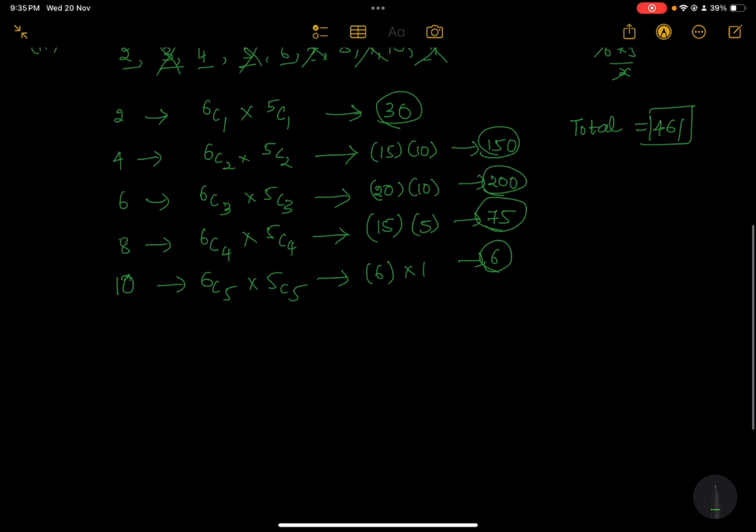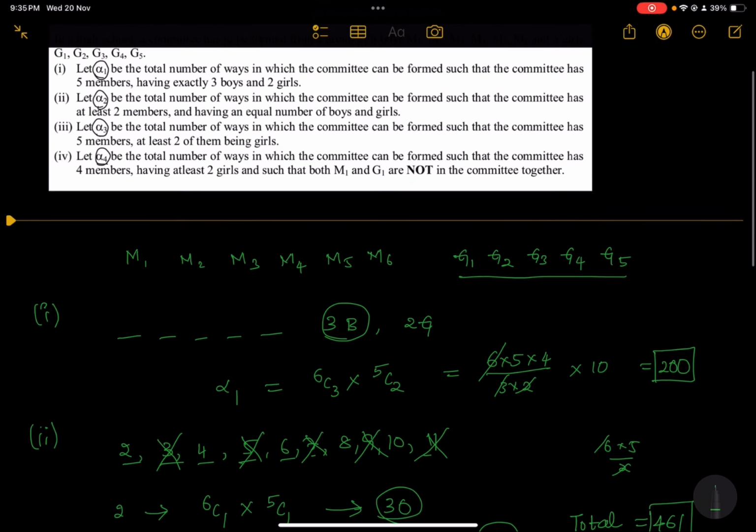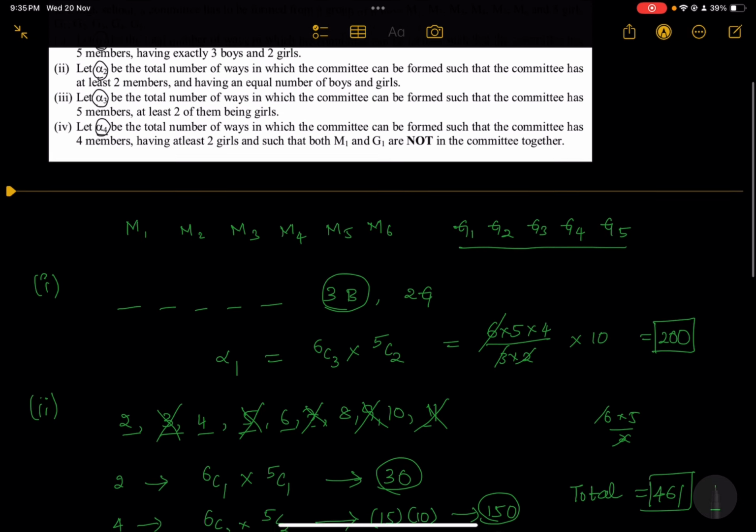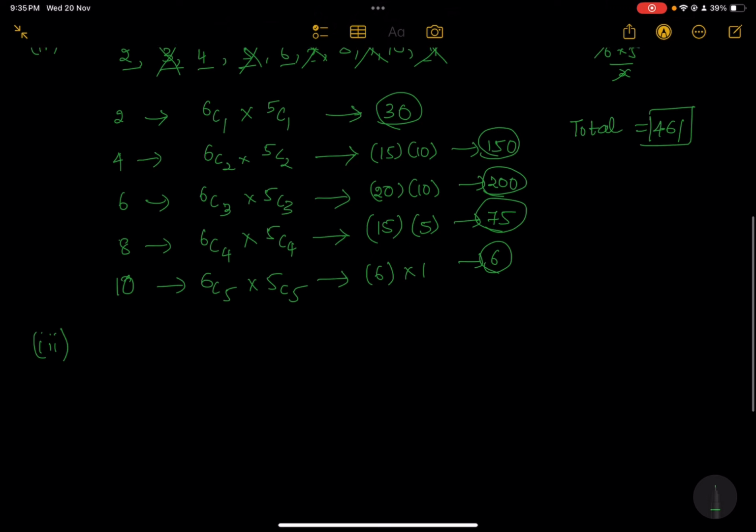Now let us move ahead to the third part. Let alpha 3 be the number of ways in which a committee can be formed such that the committee has 5 members and at least 2 of them being girls. So now we have 5 members. So there can be 2 girls and 3 boys, or 3 girls and 2 boys, or 4 girls and 1 boy, or all 5 girls.